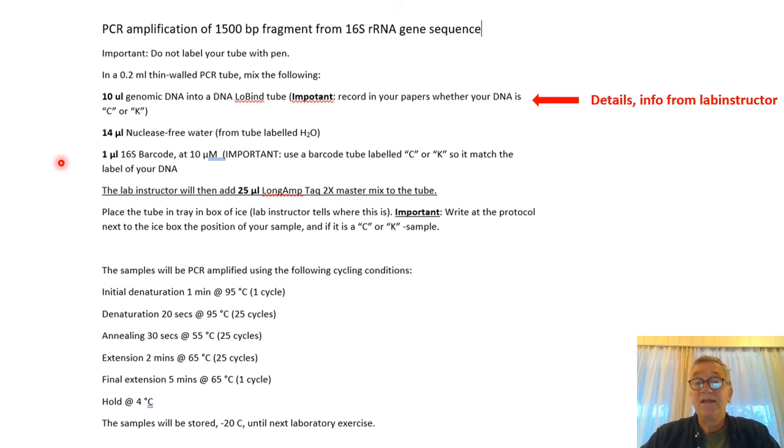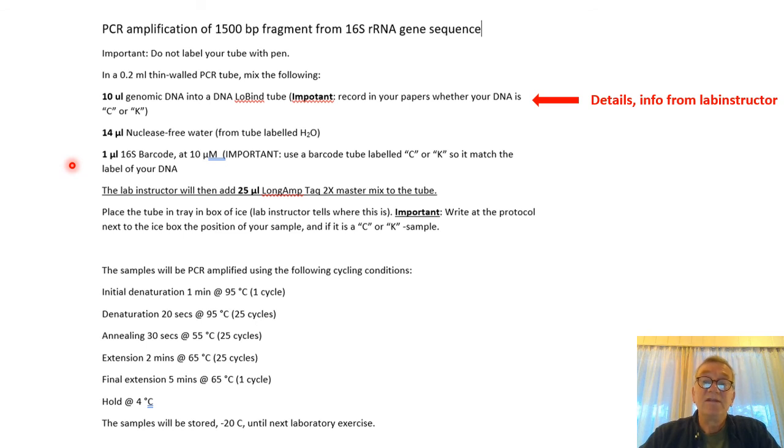Later on, when we are sequencing it, we will know that, oh, this sequence comes from the C sample, that comes from a compost sample. Or when we have sequenced it, we will find another sequence tag, and we will know that, well, this sequence comes from a keyboard sample. So that is what we mean with a 16S barcode. It is a small piece of DNA attached to your DNA.